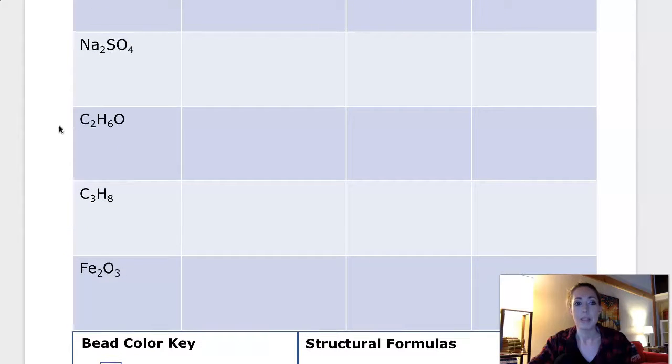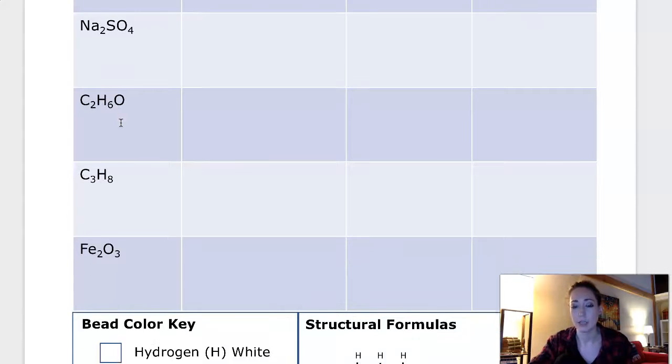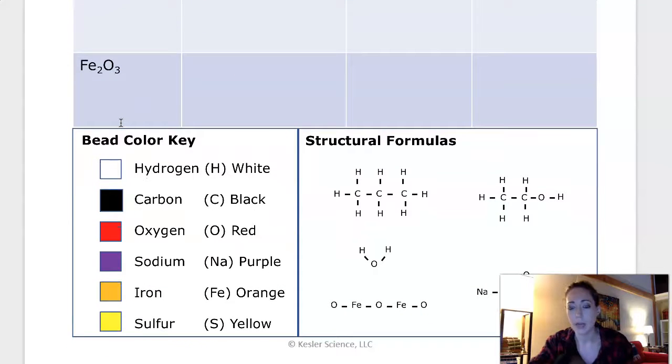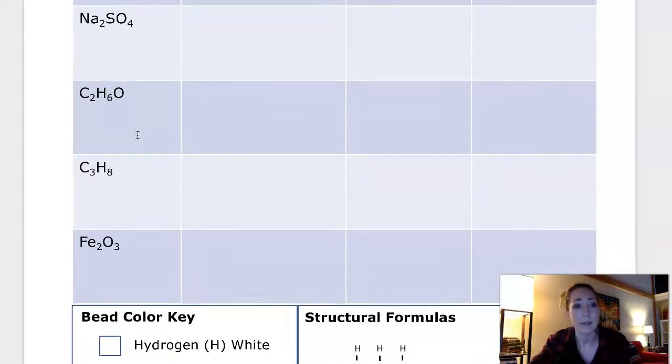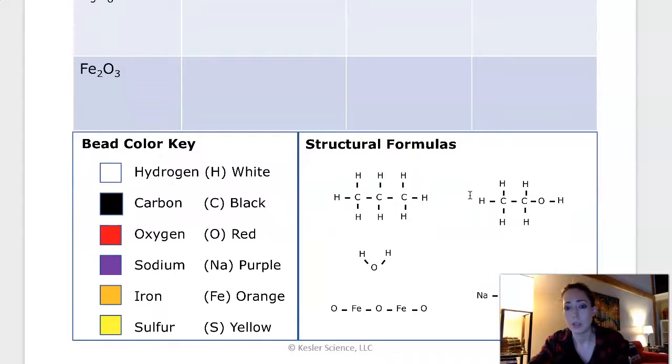Next up, C2H6O. Okay, so 2 carbon, 6 hydrogen, 1 oxygen. So I come down here and I go, which one has 6 carbon? Not 6. 6 hydrogen, 2 carbon, 1 oxygen. 6 hydrogen. So I count 1, 2, 3, 4, 5, 6. Oh, too many. 1, 2, 3, 4, 5, 6 hydrogen, 2 carbon, 1 oxygen. Ding, ding, ding. There it is, right there.